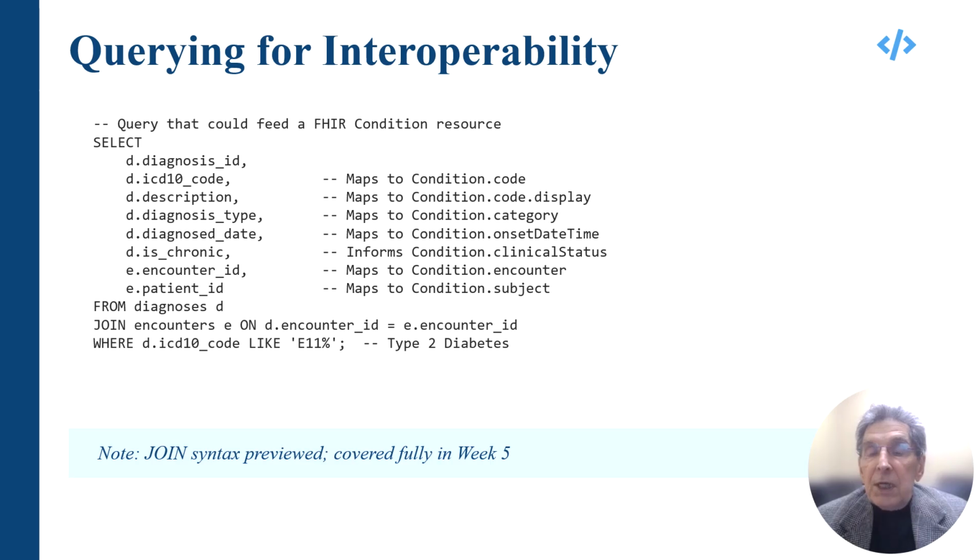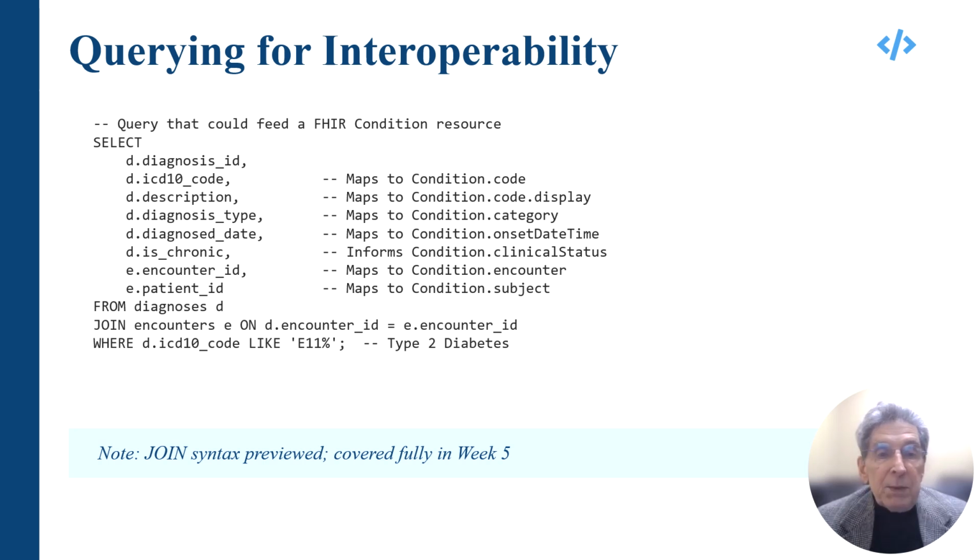Notice the comments in the SQL code. Each selected column has a comment showing what FHIR element it maps to. These are comments in the code. The ICD-10 code maps to condition code. The description maps to condition code display. The diagnosis type maps to condition category. The diagnosis date maps to condition onset date time. The is_chronic field informs condition clinical status. The encounter ID maps to condition encounter as a reference. The patient ID maps to condition subject as a reference.